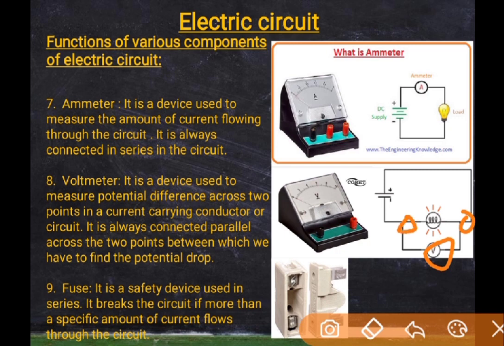So here you can see that we have connected this voltmeter across two points, one here and one here. Parallel, how is it parallel? Because there are two paths for current. This is the first path and this is the second path for the flow of current, and that is why it is parallel.